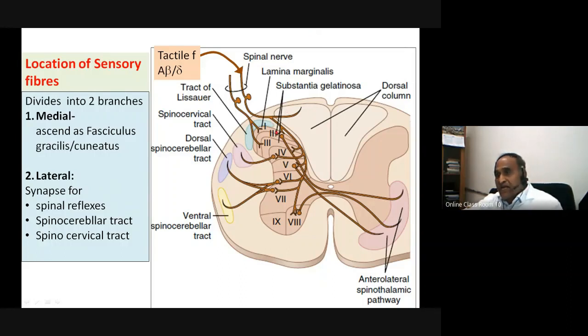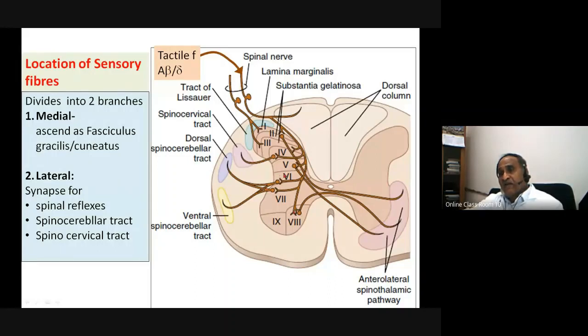So what happens to the lateral part? Because it gives another collateral. The lateral collateral makes a synaptic contact at 3 or more places. So the first place, it will make a synaptic contact here with the motor neuron for the reflex activity. These are flexor reflexes, the flexor reflex afferents. The flexor reflexes may be withdrawal or anything. So that means this part is for the spinal reflexes.